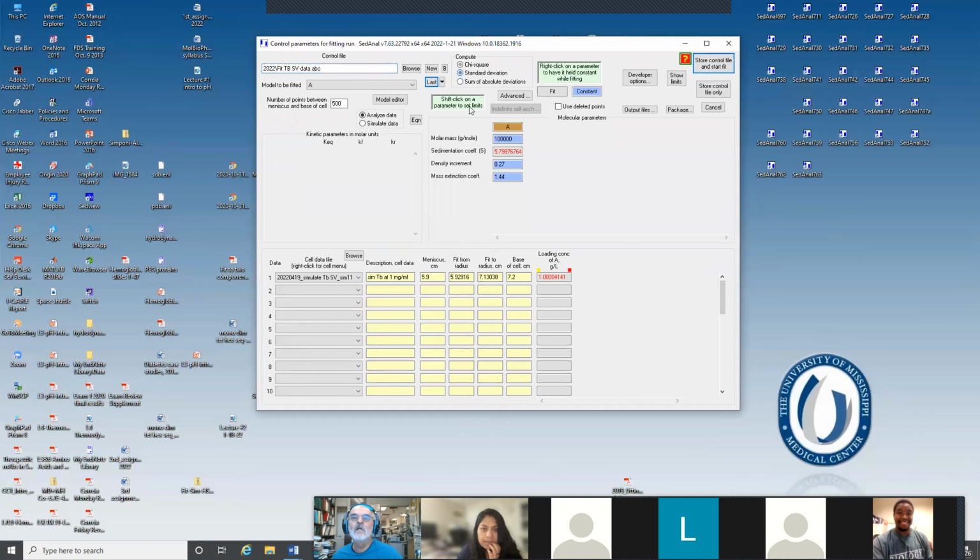There's the data. I'm going to do a standard deviation. There's the S value. There's the concentration. You notice it's giving me really good results. When you fit computer data, you always get really good results. Real data is never quite this perfect. If I also fit the molecular weight at the same time, I should be able to do that.